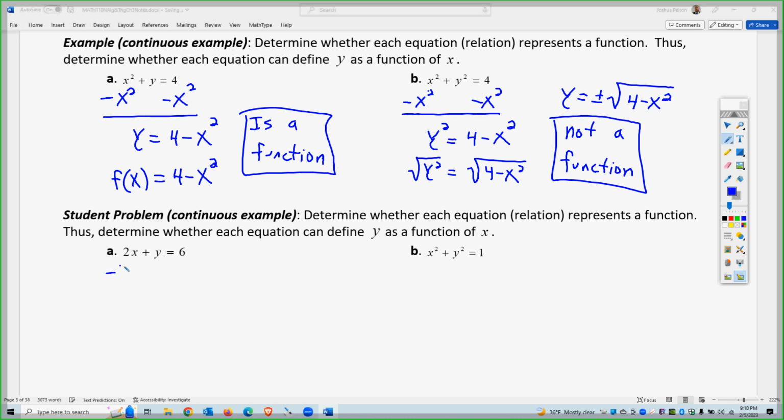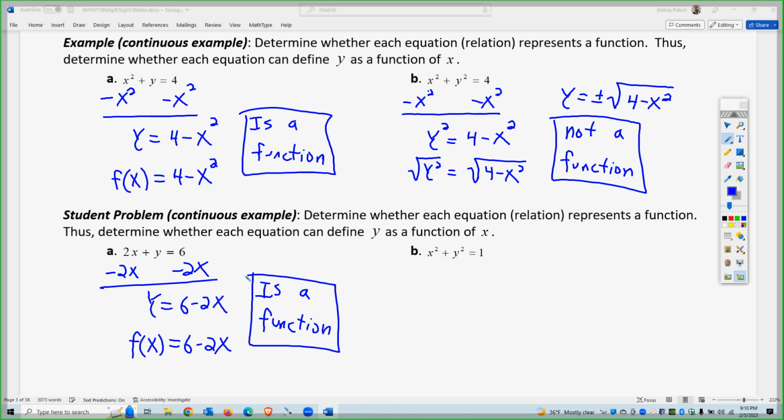Okay, so if I minus 2x here, I'm going to get y equals 6 minus 2x. So that can be written in function notation, so f of x equals 6 minus 2x. So this is a function.